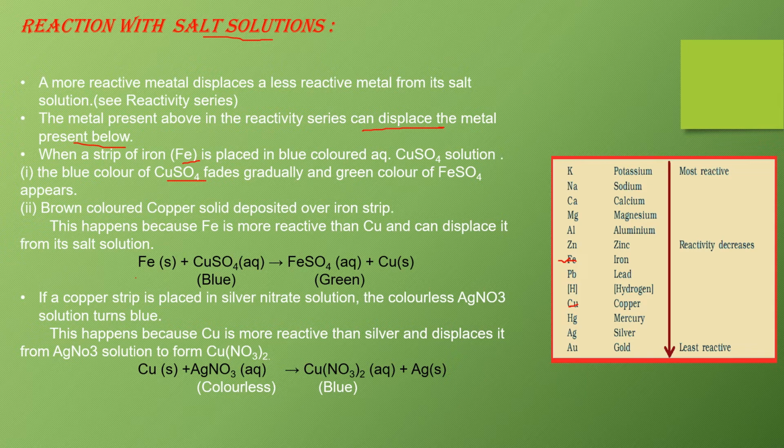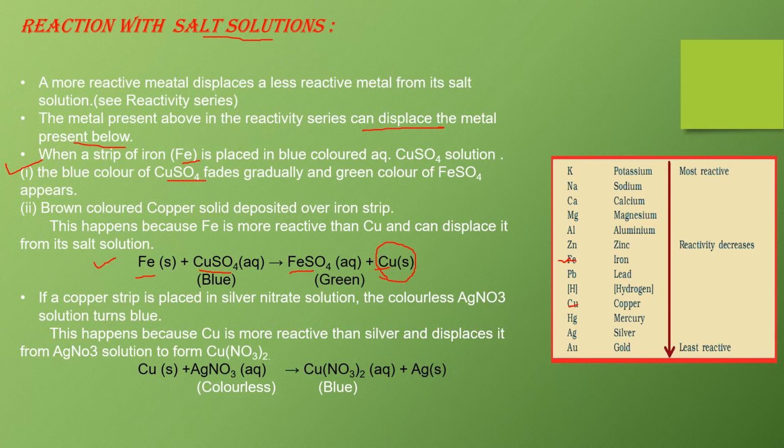So the reaction is iron when reacts with blue colored copper sulfate solution, it forms iron sulfate plus copper. Now two observations. The first observation is that the blue color of copper sulfate fades gradually and the green color of FeSO4 appears. And the second observation is brown colored granules of copper deposited over iron. So these are the two observations. This is again a very important reaction. Reaction भी पूछी जाती है और observations भी पूछे जाएंगे.